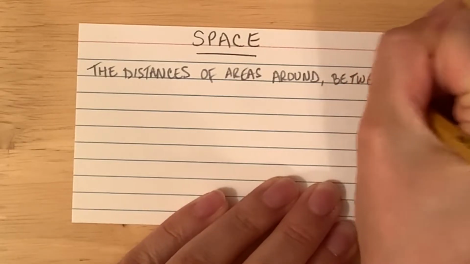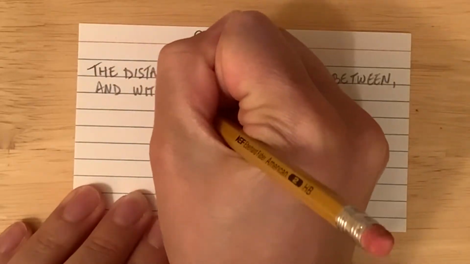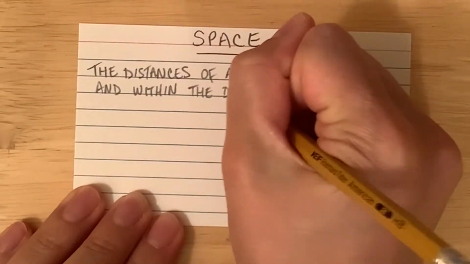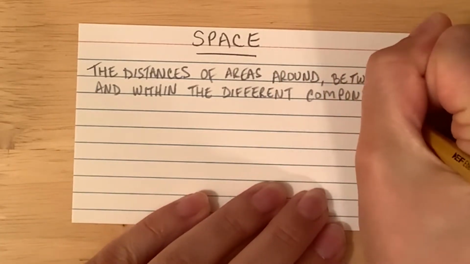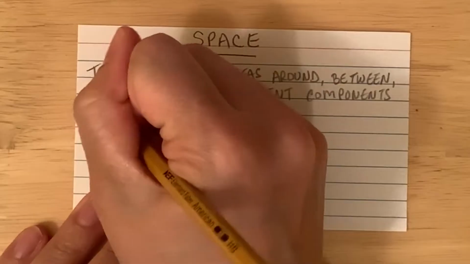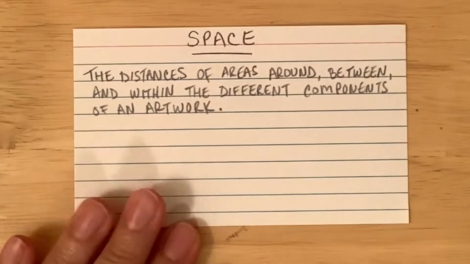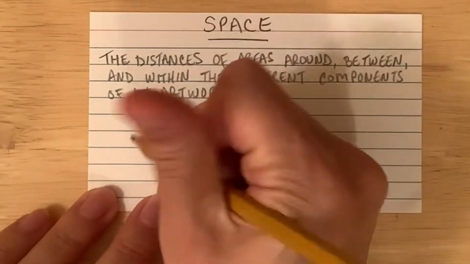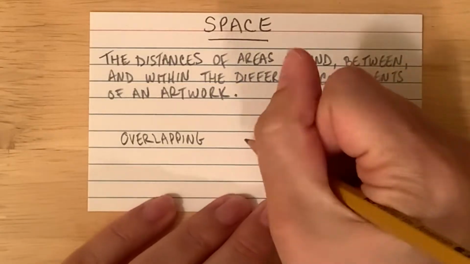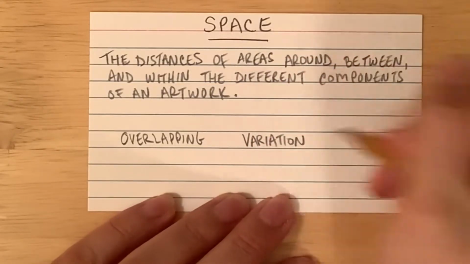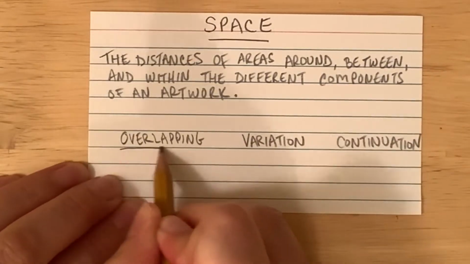The distances of areas around, between, and within the different components of an artwork. Space is often used to create the illusion of depth within an artwork. Although space can be demonstrated and represented in many different ways throughout an artwork, today we are going to focus on creating space by using key components such as overlapping, variation, and continuation.